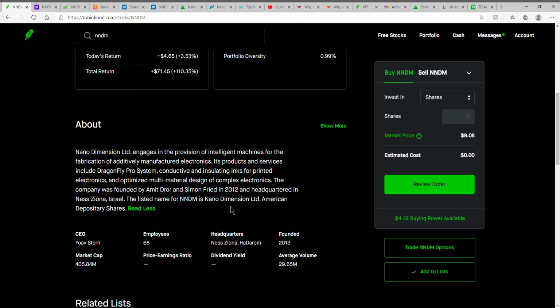If you don't know what this one is, it's a really interesting company. They engage in the provision of intelligent machines for fabrication of additively manufactured electronics. Its products and services include the Dragonfly Pro System, we'll go into that a little bit later, conductive and insulating inks for printed electronics, and optimized multi-material design of complex electronics. If you'd like to pause the video, you can read the rest there for yourself.